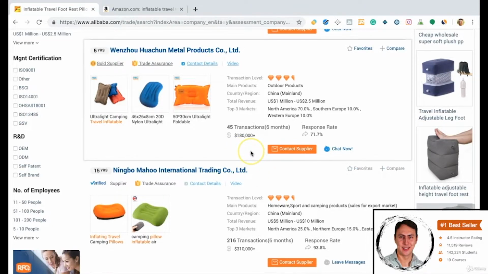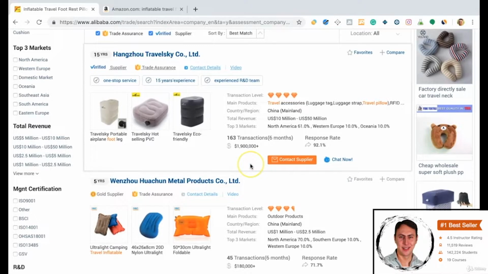Total revenue and country information are here. They are from China generally. Total revenue is between 10 to 50 million. It's a high rank and a very good vibe for us. We'll deliver the product to North America, and this company is working with NA and EU. It is good.